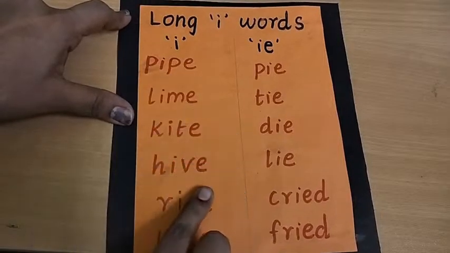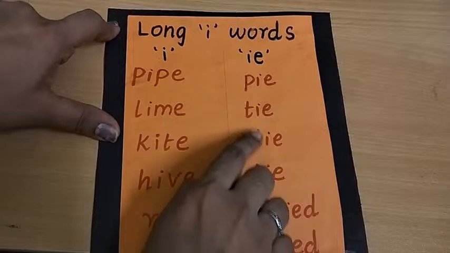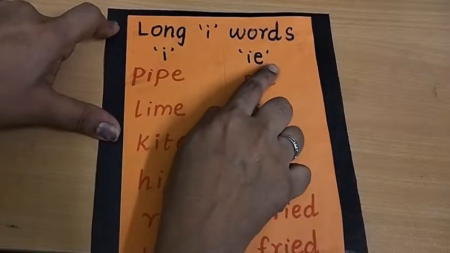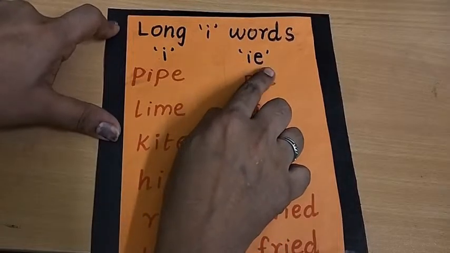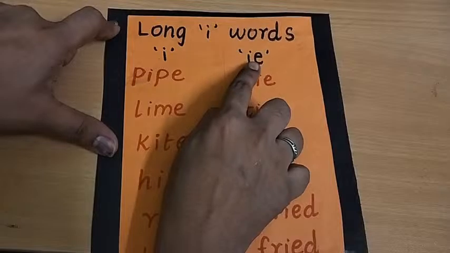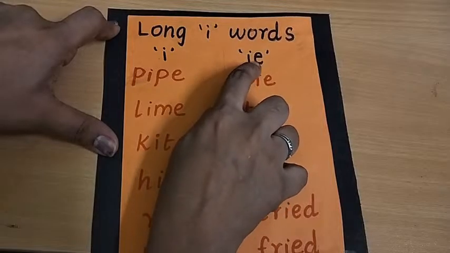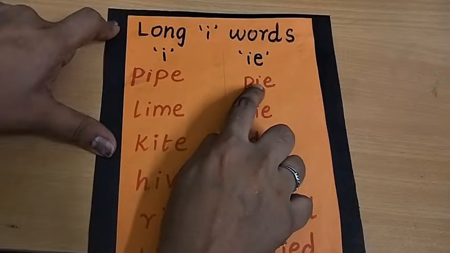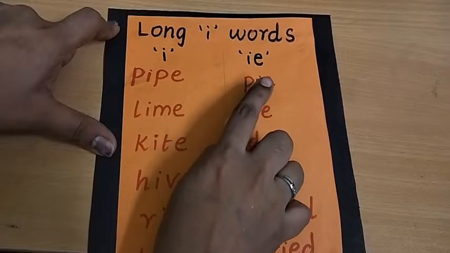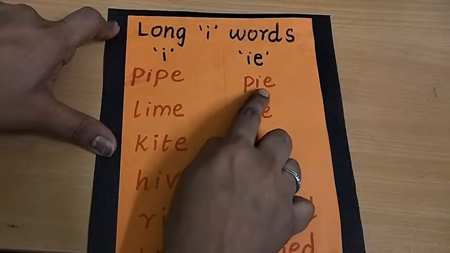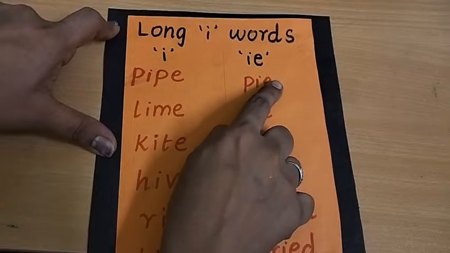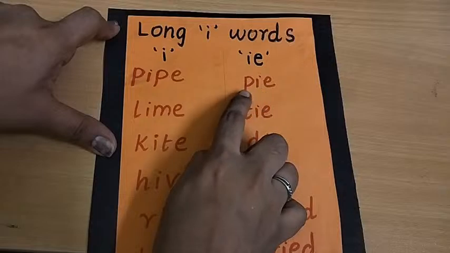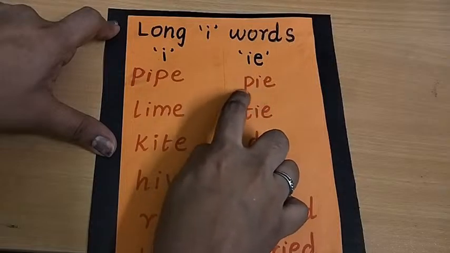The second case is that when I and E, both these vowels, combine together, you have to take the first vowel sound longer, that is P-I-E. So you have to take the first vowel, that is P-I. Only you are going to pronounce these two letters. The last E is silent. Okay. P-I. Pie.